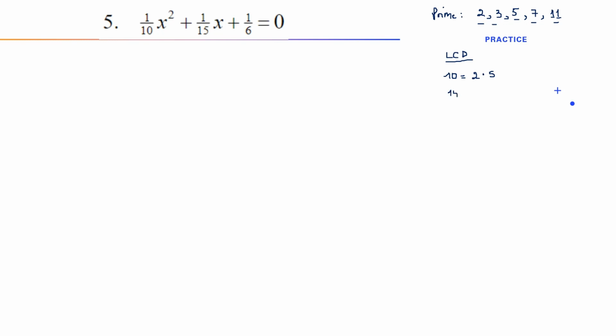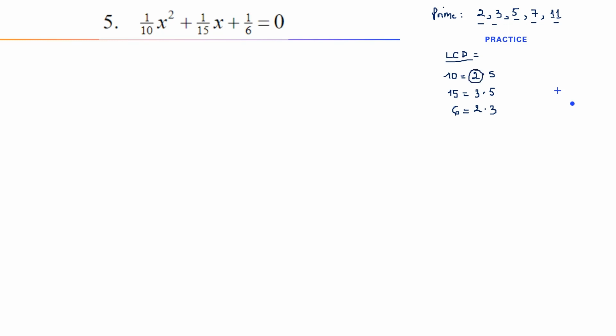So the next one is 15. 15 is 2? Nope, we cannot divide by 2. So we divide by 3. We got 3 times 5. Next is 6. 6 is 2? Yes, 2 times 3. Now, every time we go on the right hand side of the equal side, we will take one number, only once.